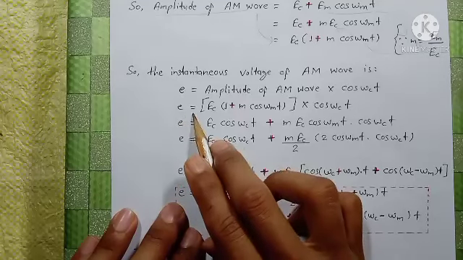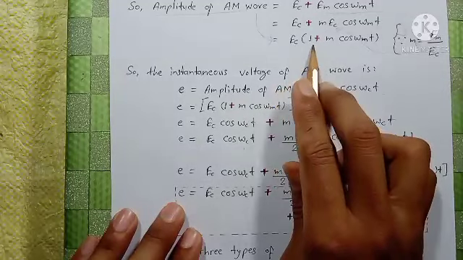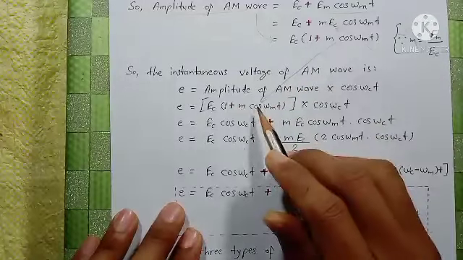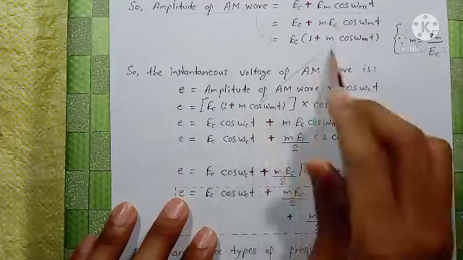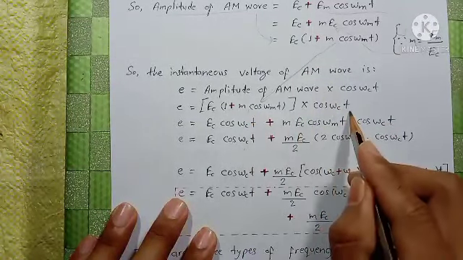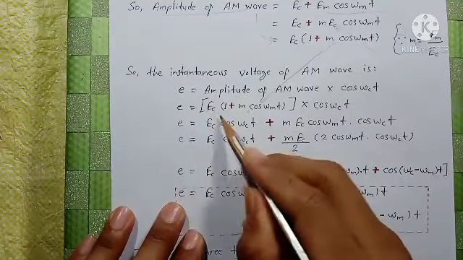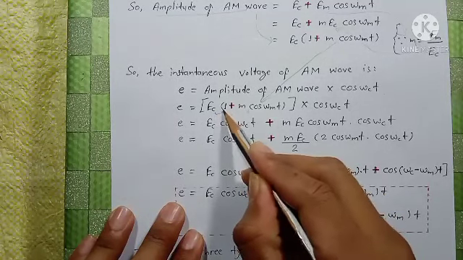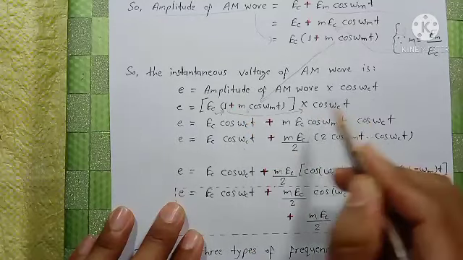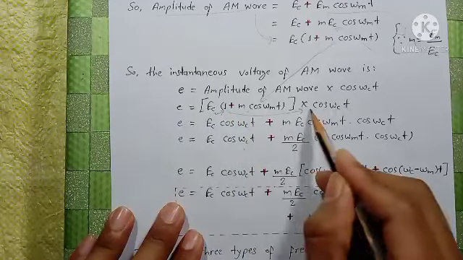And we will write E is equal to, here we see that the amplitude of the AM wave is equal to EC (1 plus m cos omega m t). So we put the value of the amplitude of the AM wave in this place, and it is multiplied with cos omega c t. So the value of E is equal to, here we see that we multiply EC with 1 and cos omega c t also. So we will write EC into 1 into cos omega c t.